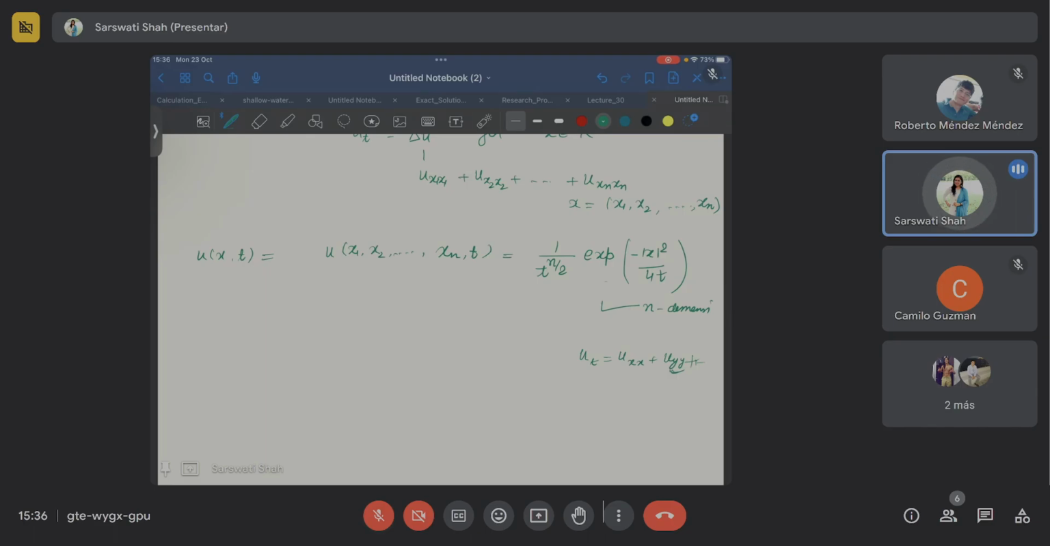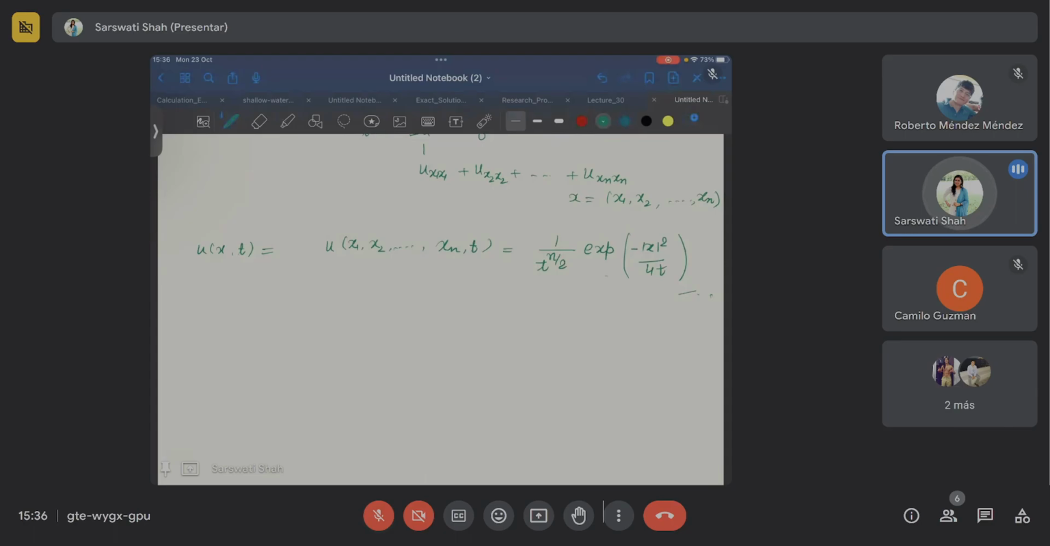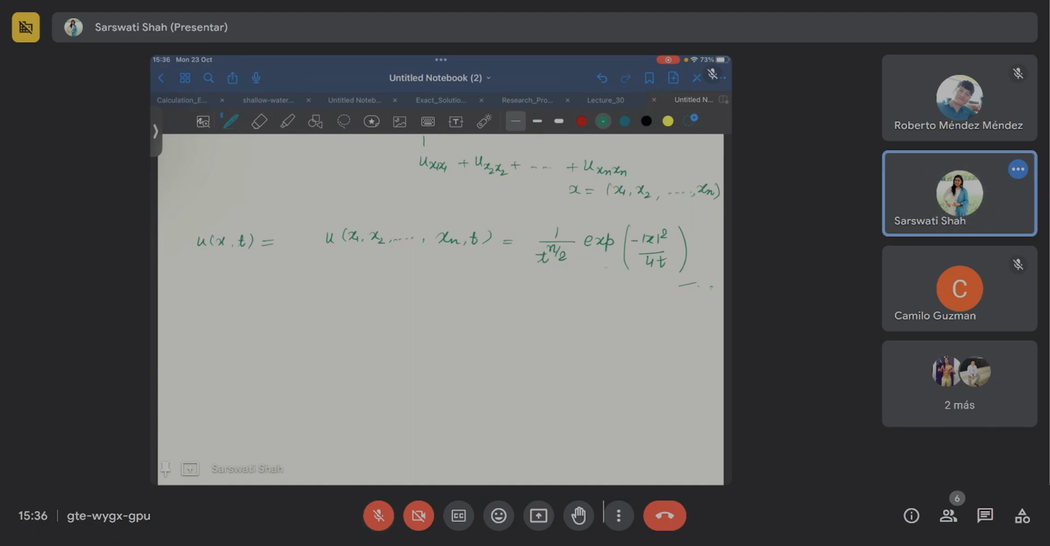So making an observation, the author calculated it for one dimension, and some of them also calculated it for the second dimension, and then made an observation that the solution is going to be of this form. On the basis of that, you can say that this is going to be the solution of the n dimensional heat equation. And now I am going to write the definition of the fundamental solution of the heat equation.